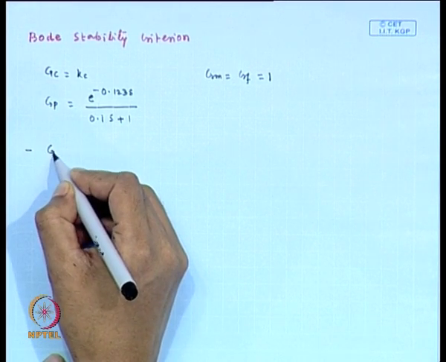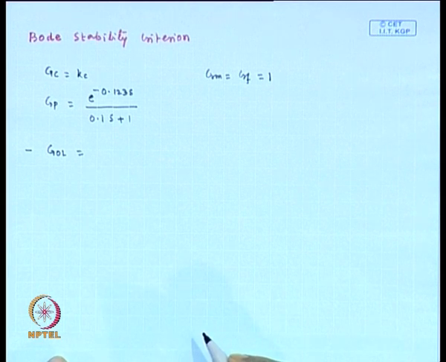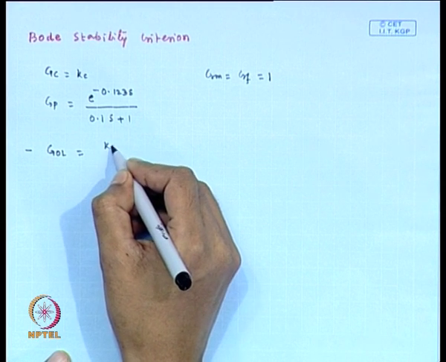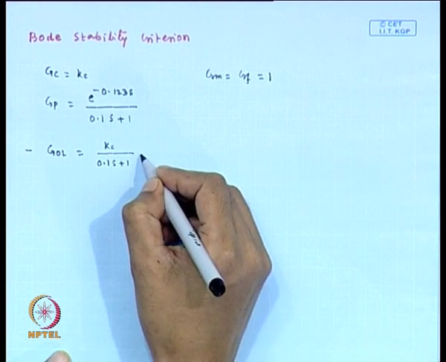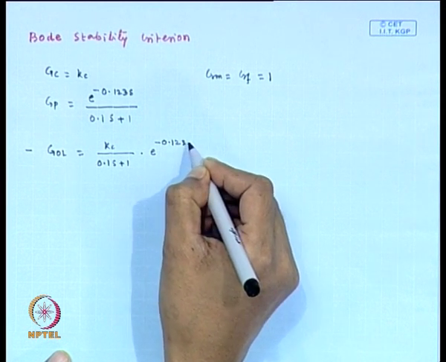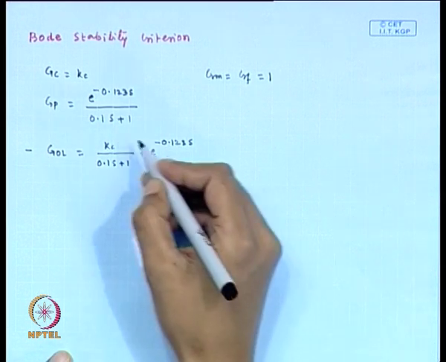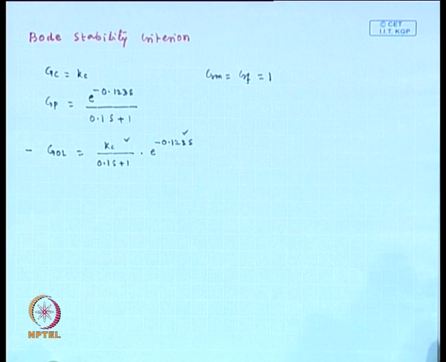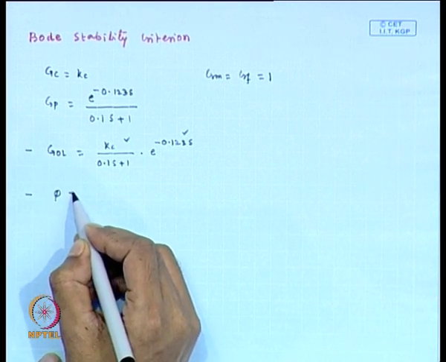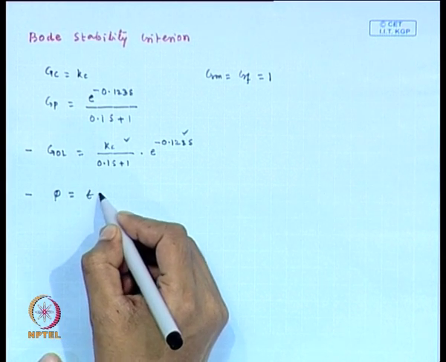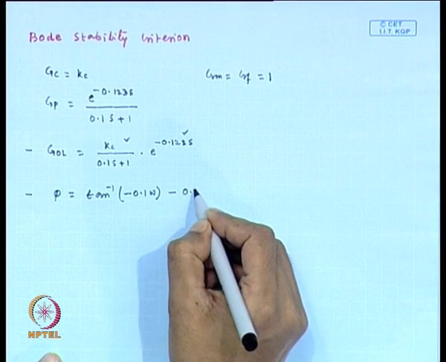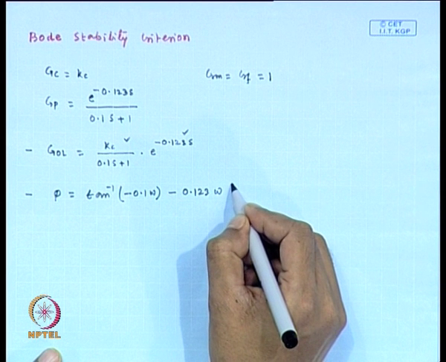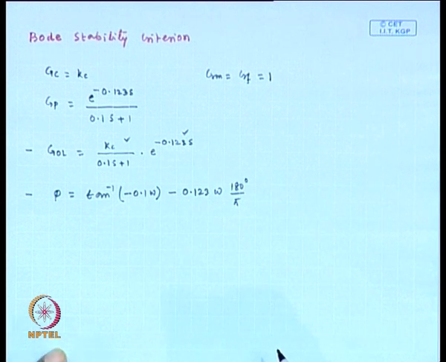First, we need to write the open loop transfer function, that we can write as Kc divided by 0.1 s plus 1 exponential of minus 0.123 s. This is first order and this is dead time part. So, the expression for phi we can write as tan inverse minus 0.1 omega minus 0.123 omega multiplied by 180 degree divided by pi. This is the expression for phi.